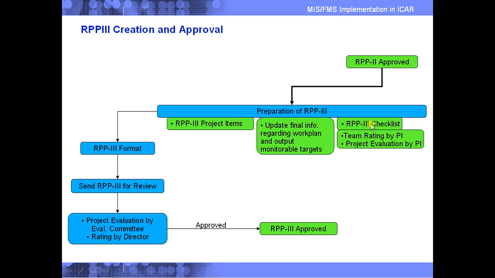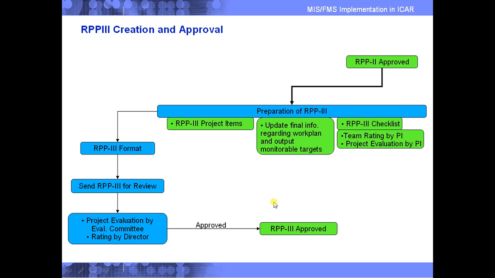The PI also creates an RPP3 checklist. He also provides a rating to all his team members including himself and also gives the final project evaluation. So all this work is done by the PI. With this you can now generate the RPP3 report format from the system, and the RPP3 is sent for review and approval by the PI to the relevant authorities. Along the way, the final project evaluation which is done by the evaluation committee is also captured in the system, and the rating done by the director is also captured. So finally, after all this, the RPP3 is approved.